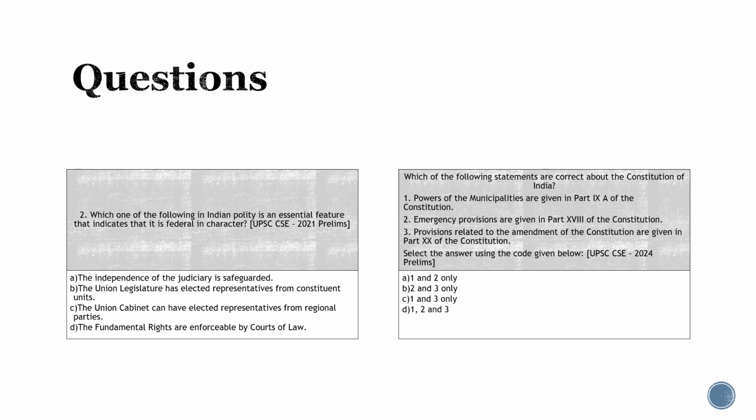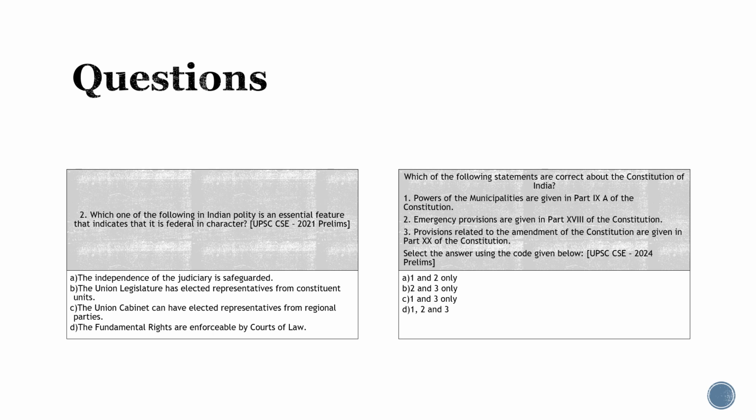Now, coming to the questions, after reading this chapter, you should be able to answer the questions that are given here. Please comment with your answers. The first question is: which one of the following in Indian polity is an essential feature that indicates that it is federal in character? Your options are: the independence of the judiciary, the union legislature has elected representatives from constituent units, the union cabinet can have elected representatives from regional parties, the fundamental rights are enforced by the court of law. So, which of these features is a federal feature?